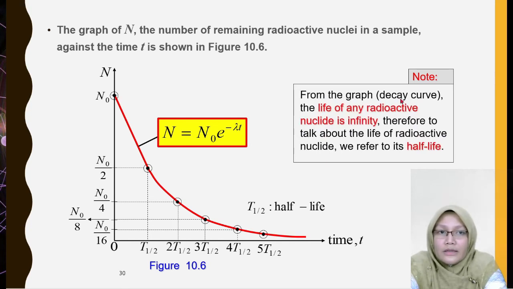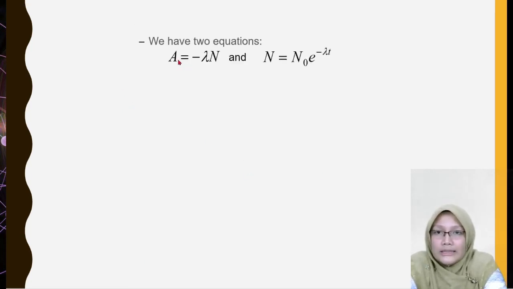Okay, from the graph decay curve, the life of any radioactive nuclide is infinity. Okay, infinity. Therefore, to talk about the life of radioactive nuclide, we refer to its half-life. Okay, disebabkan sangatlah lama masa yang diambil untuk radioactive nuclide tu untuk mereput sehabisnya. So, that's why kita ambil masa half-life je. Okay, nyawa je.